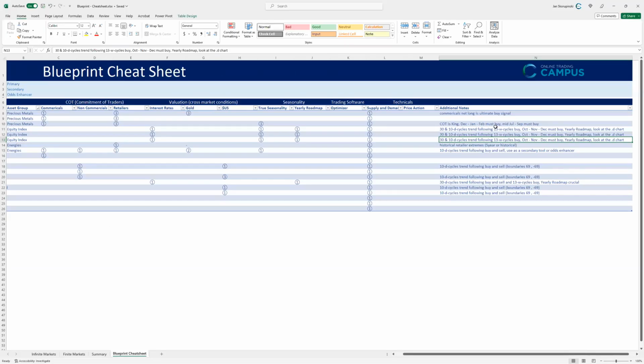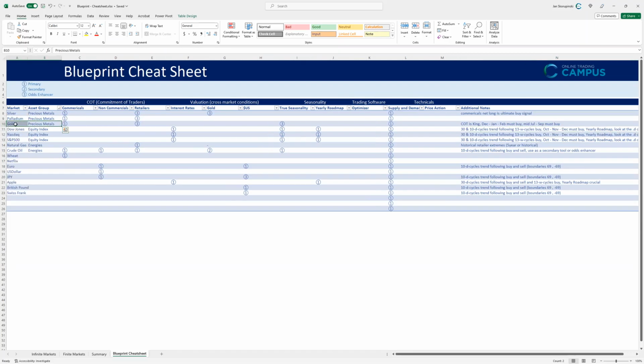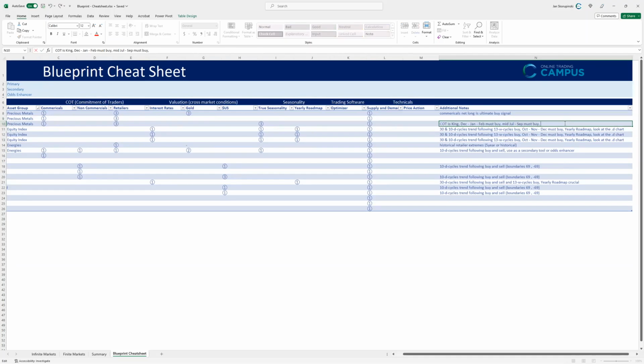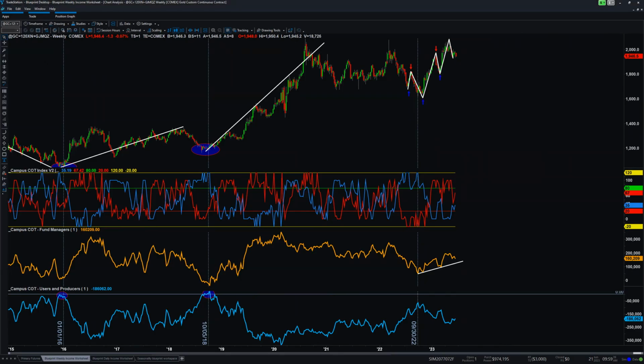So what we're putting there on the precious metal front for gold, what we also want to look at is net commercials net long. And when they are, we want to be paying attention to that. Okay, so we've got everything covered.